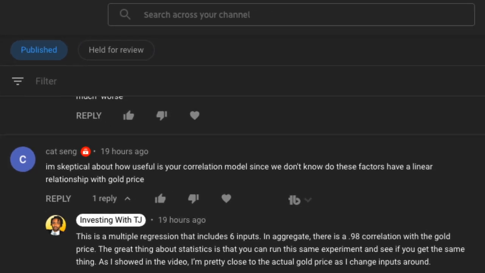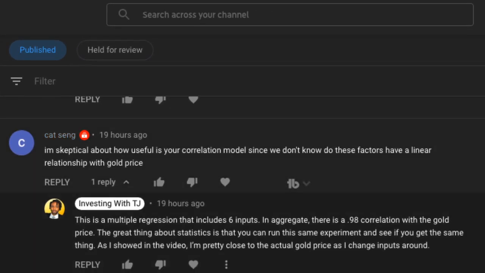Now, I even said that basically in no uncertain terms here in my comment replying to this guy, saying this is a multiple regression that includes 6 inputs. In aggregate, there is a 0.98 correlation with the gold price, and that is true. If you watch the video from yesterday, I showed that my correlation within my model went up to 0.98 with the addition of Bitcoin. And also starting at 2014 with that new regime of cryptocurrency being added into financial markets, and with it having publicly available information as far as price action, volume, so on and so forth.